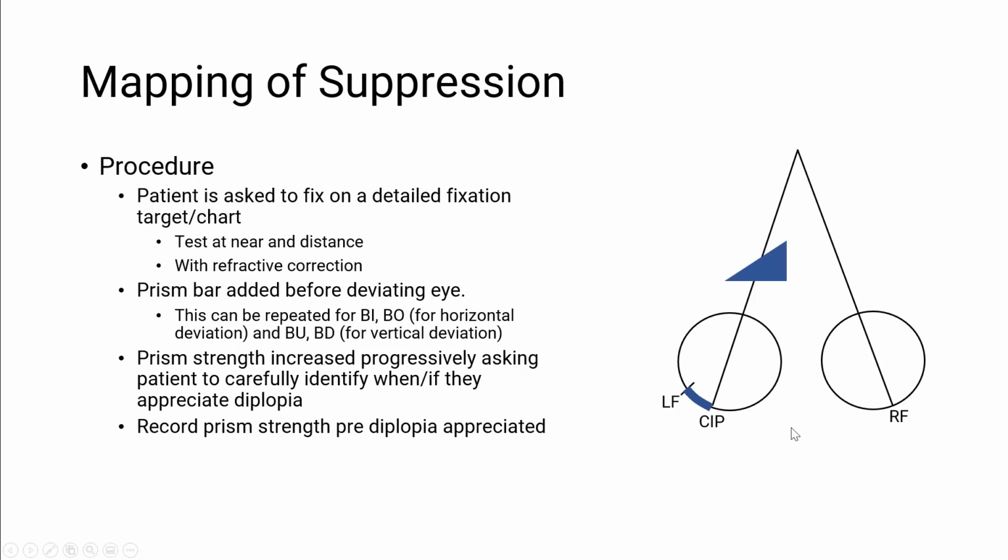Now we can repeat this by putting a base in prism. And by putting a base in prism, we're going to move now nasally. And in this instance, the patient would report immediately diplopia with a base in prism because there is no suppression scotoma here. So we use base out and base in to map the horizontal suppression scotoma. And we can use a base up and base down if we're trying to map a vertical deviation.